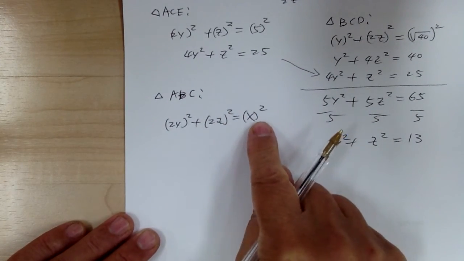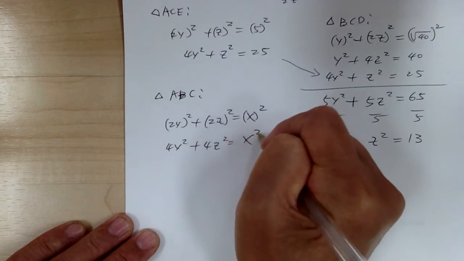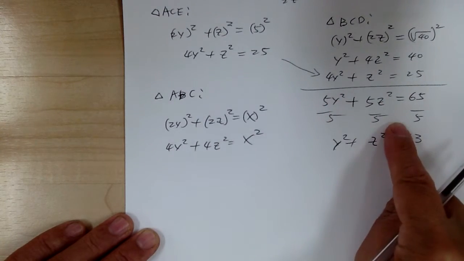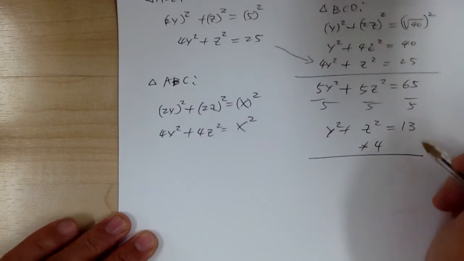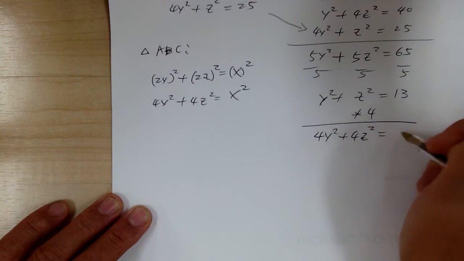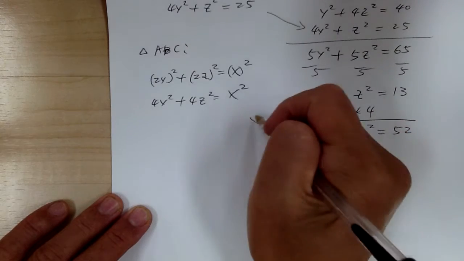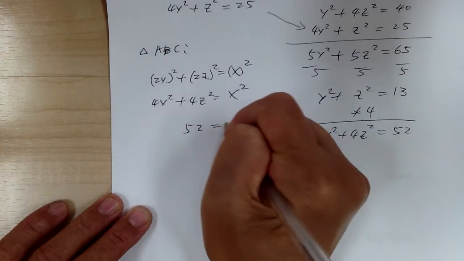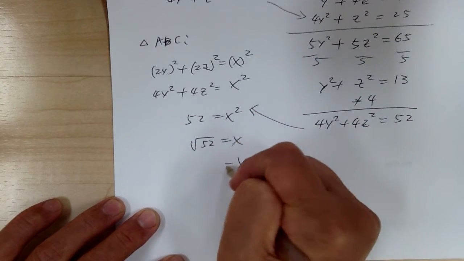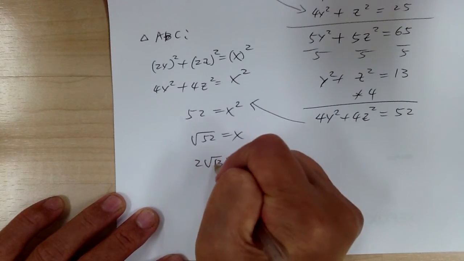So that's what we're looking for, right? So we need to get 4y squared plus 4z squared equal to x squared. But we have 5. So to get from 5 to 4, we divide by 5, and we're going to multiply by 4. So I got 4y squared plus 4z squared equal to 52. Once I get this, I can substitute into here. So I got 52 equal to x squared. Take the square root. So x will equal, if you simplify that, 2 square root of 13.